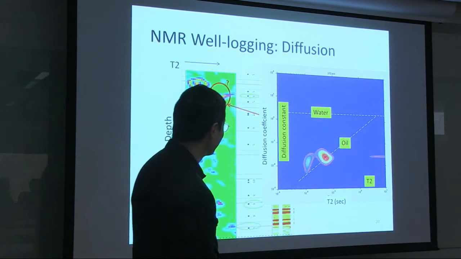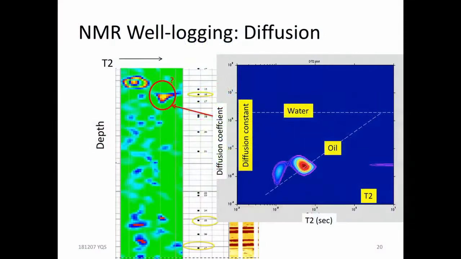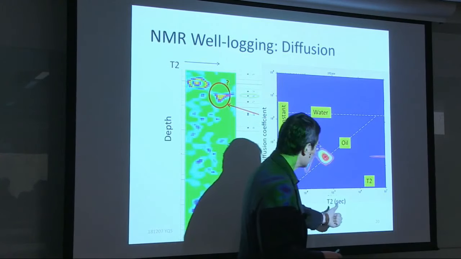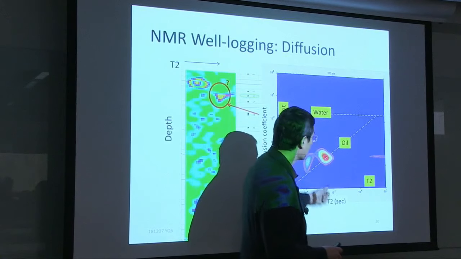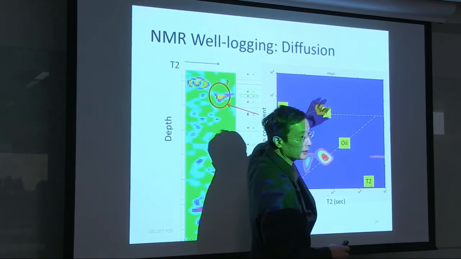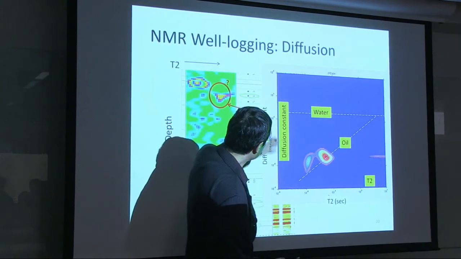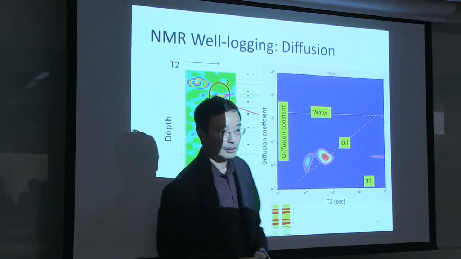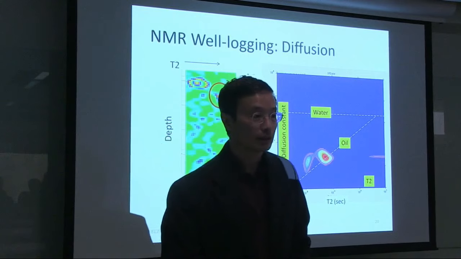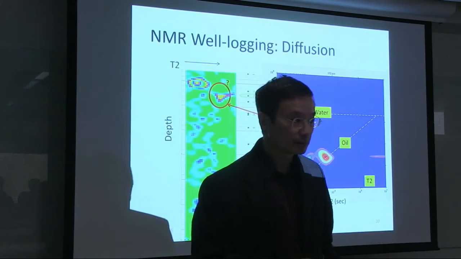So this is actually quite interesting because the water and oil behave very differently on that map. If you only look at the T2, which is this axis, imagine yourself looking up from here. Whether this spot is here or here, you can't tell. You don't know. But when we add this dimension, the diffusion dimension, then you suddenly can tell the differences between the oil and water.